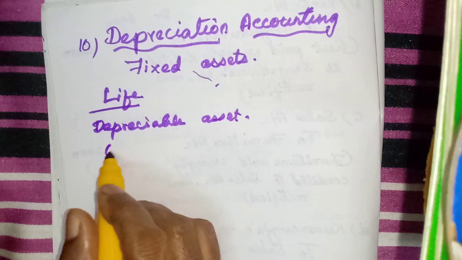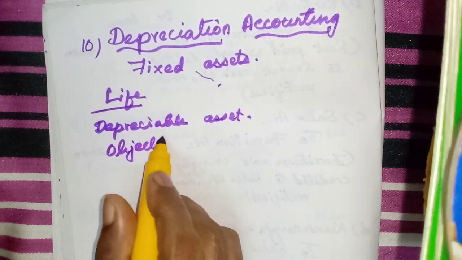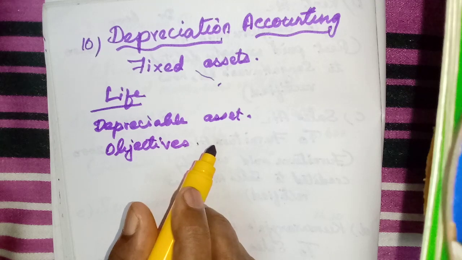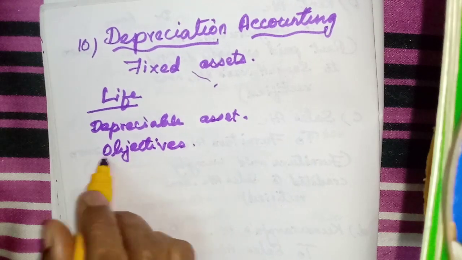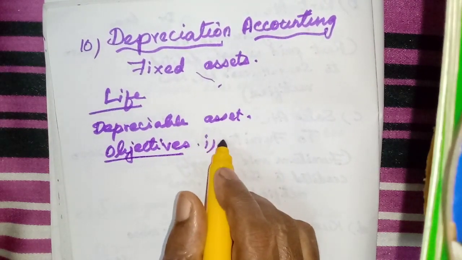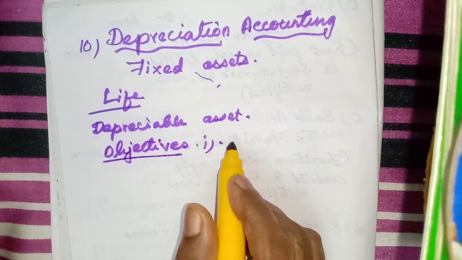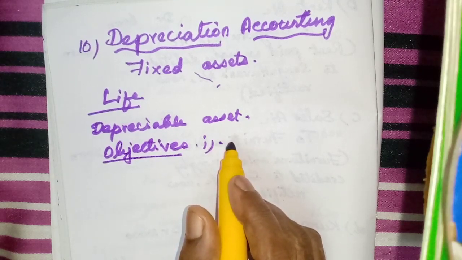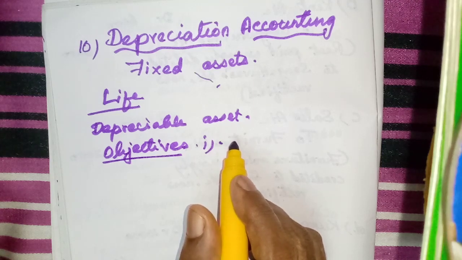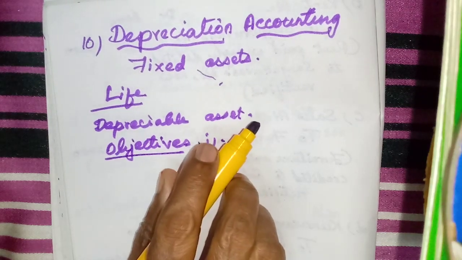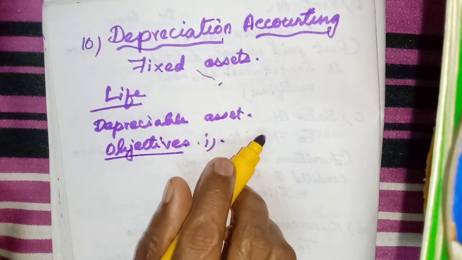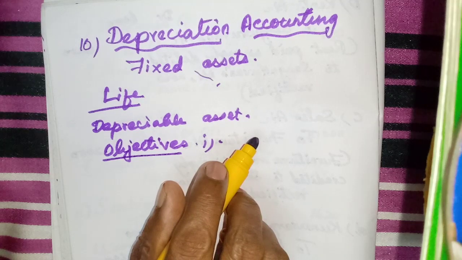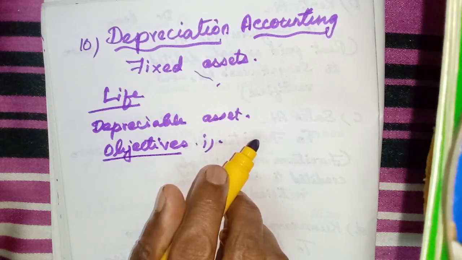Then we will learn the objectives. What are the objectives for providing depreciation? Here, you have to find the true and correct profit or loss. Yes, because in the profit and loss account we have to write all the expenses related to that year, only then the profit calculated will be the exact profit. So that is one of the reasons that we have to calculate depreciation and charge it in the profit and loss account.